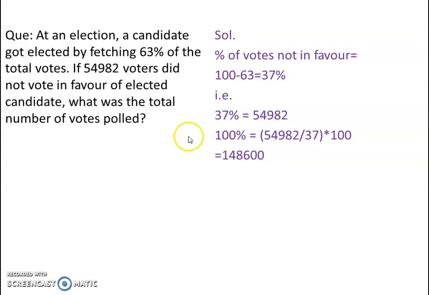That means 100% voters are 148,600. 100% voters are the total number of votes. So there are 148,600 votes polled in the election, right?